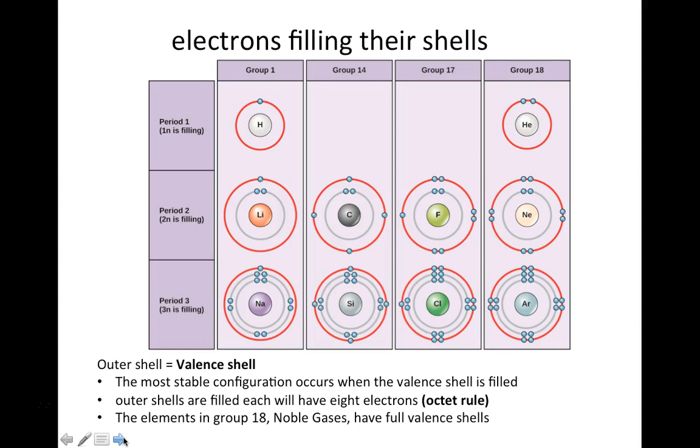We call those the rule of octet, that have 8 that satisfy their electron positions or filling of that valence shell. And elements in the family or the group numbered 18 is where we find very stable types of elements called the noble gases.